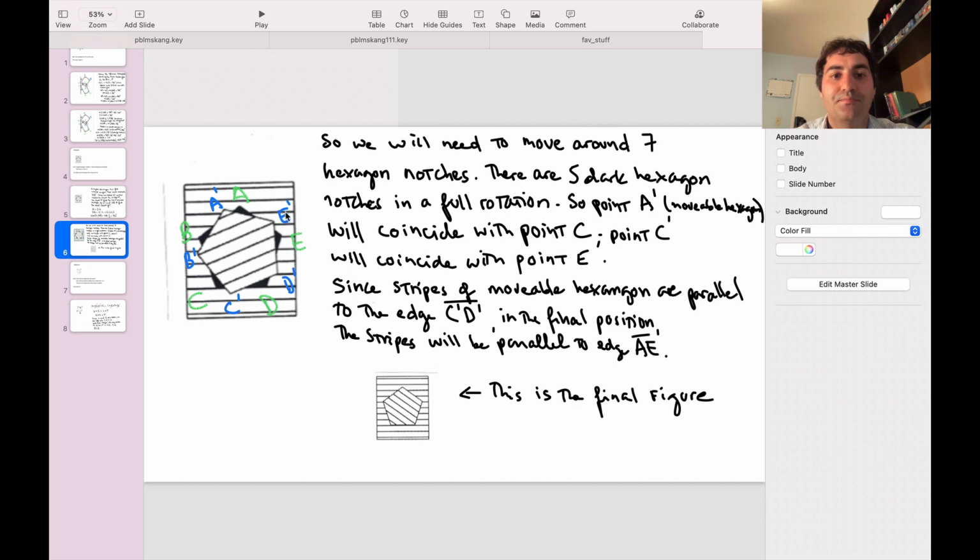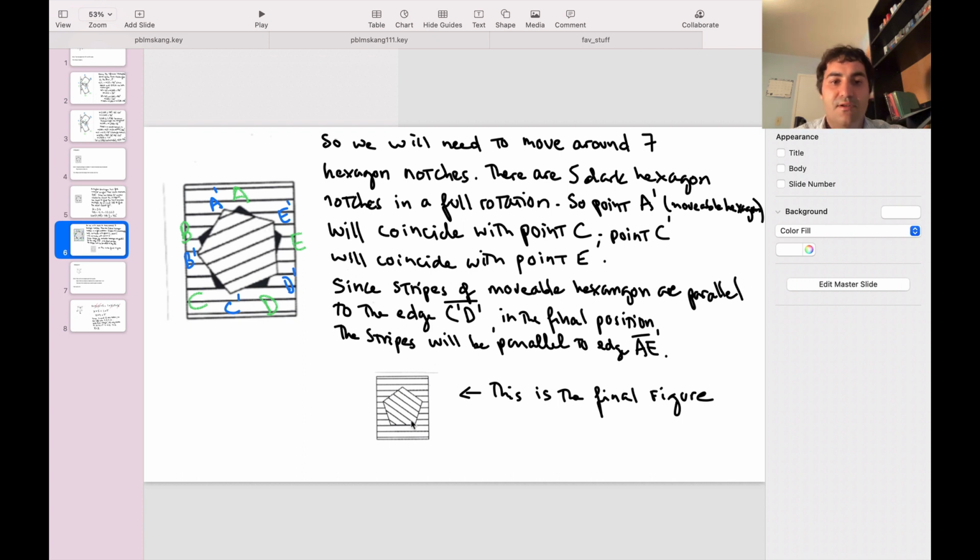E prime here. So if we look at the hexagon, we see that the stripes are parallel to the base, right? C prime, D prime. So in the final position, since C prime is going to land at point E, and D prime is going to land at point A, we're going to see that the hexagon is going to have the stripes that are parallel to the segment AE.